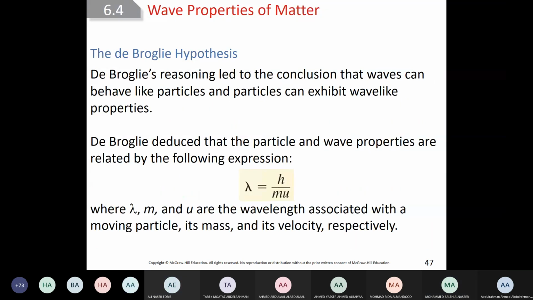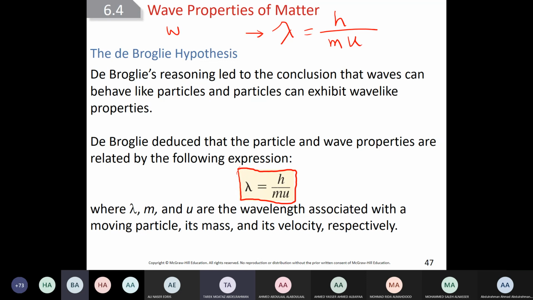Good. And then there is another theory he came up with, very important, you must memorize very well, that lambda equals h over mu. I will write it here. What's lambda? Wavelength. Very important. What is h? Planck constant. Very good.